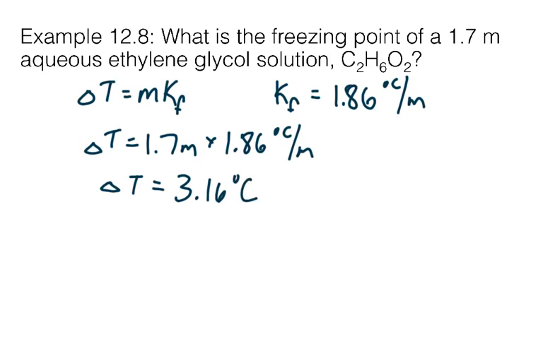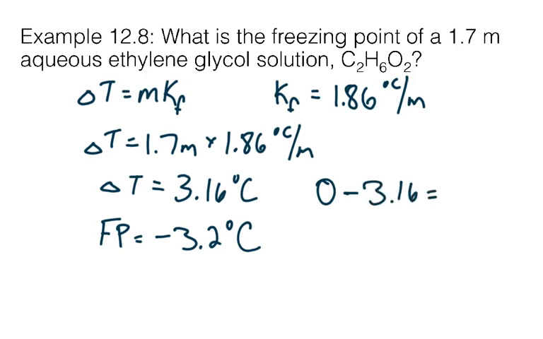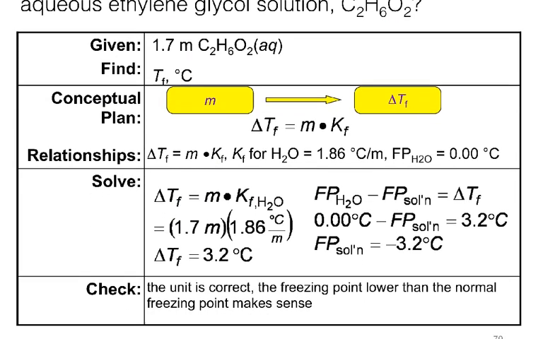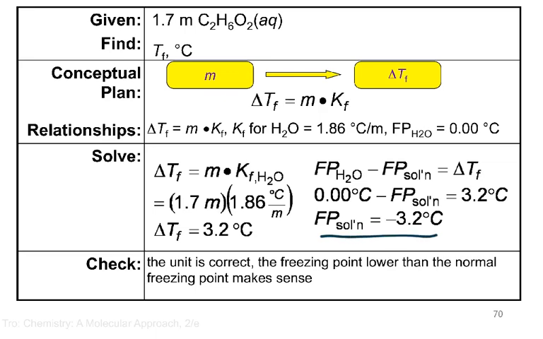So my change in freezing point is 3.16 degrees Celsius, which means my new freezing point is going to be negative 3.2 degrees Celsius, because I'm just taking my normal freezing point, 0, minus, because it's freezing point depression, 3.16, which gets me negative 3.16, and then for sig figs, I'm down to 2 of them. So you can see the solution there.